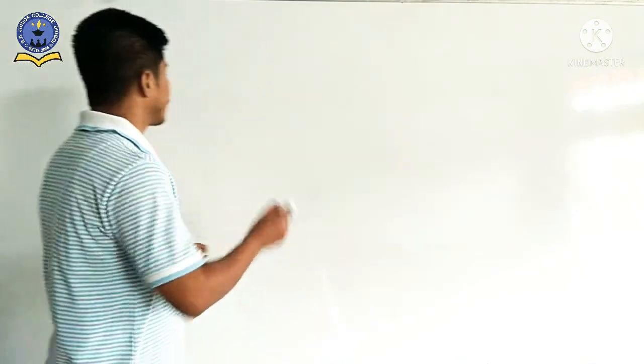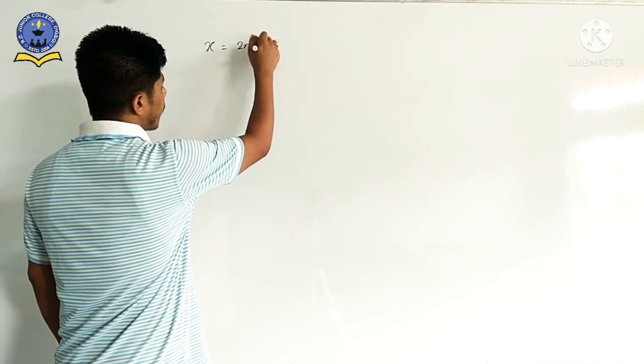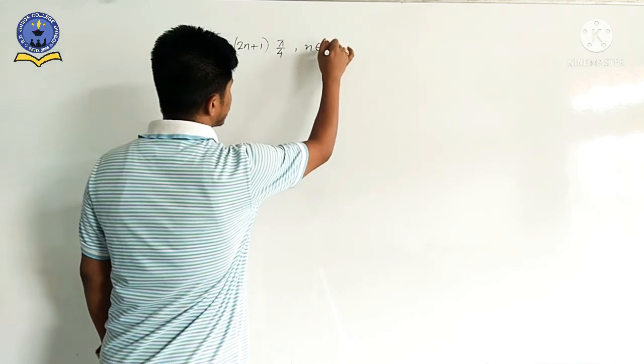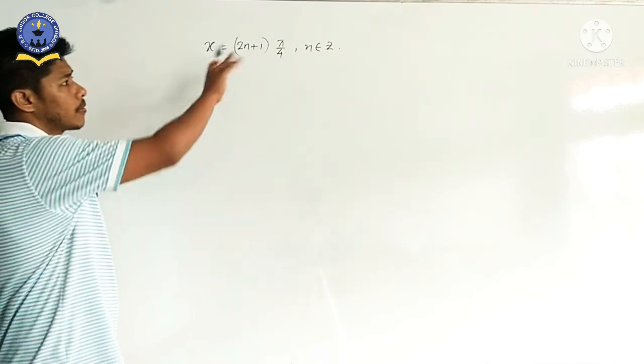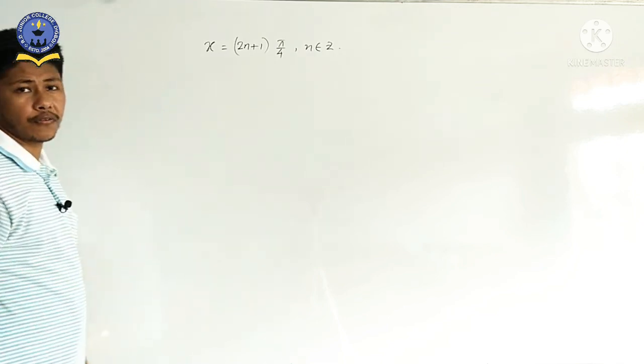Okay. So the x value we get is x = (2n+1)π/4, where n belongs to Z, isn't it? This is the x value, and one by one we have to find all the critical points here.